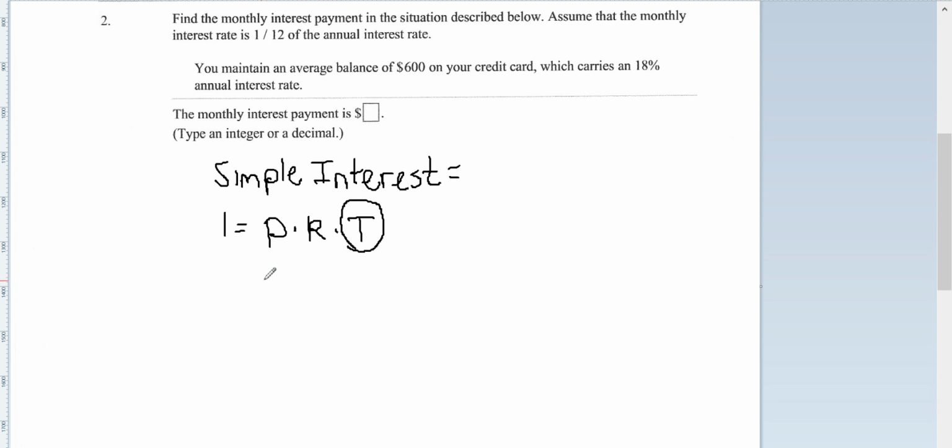So in this case, you maintain an average balance of $600 on your credit card, which carries an 18% annual interest rate. How much is that monthly interest payment? All right, so we've got the interest equals the principal, which is the $600 on the credit card, times the rate, which is 18%. We write that in decimal form, 0.18, and times the time. And the time in this case is 1/12, 1 month out of 12.